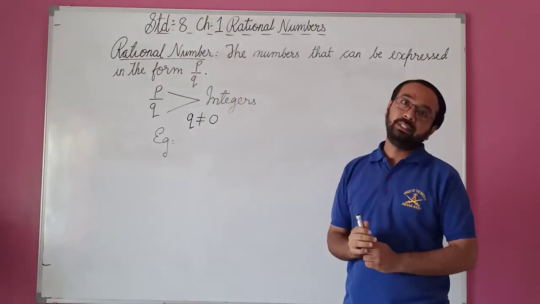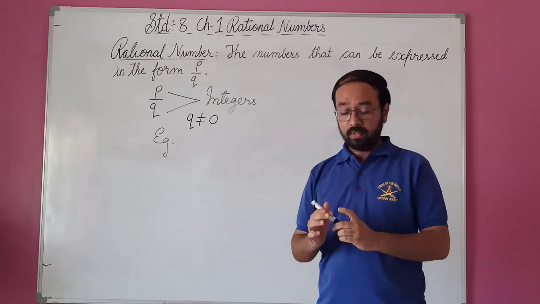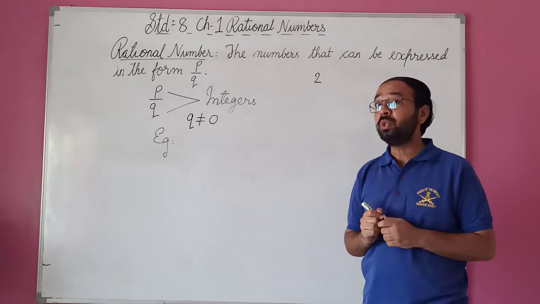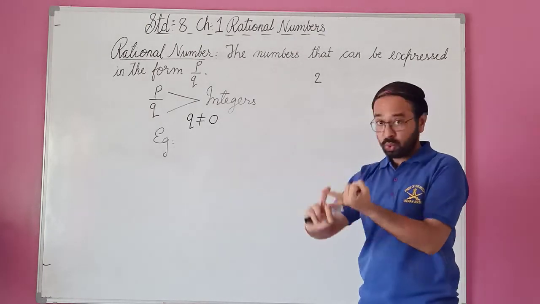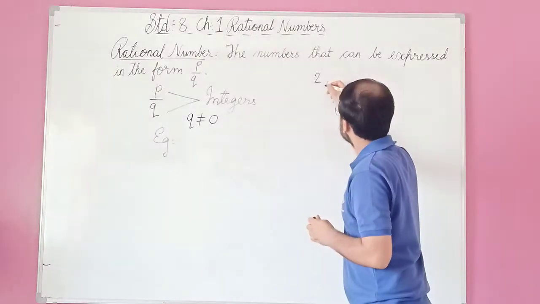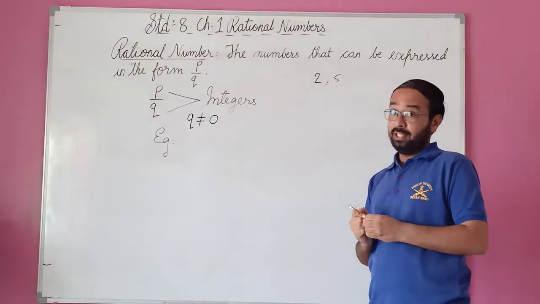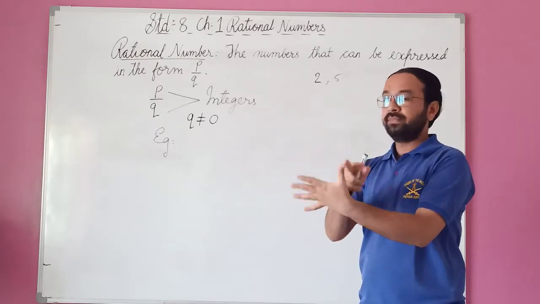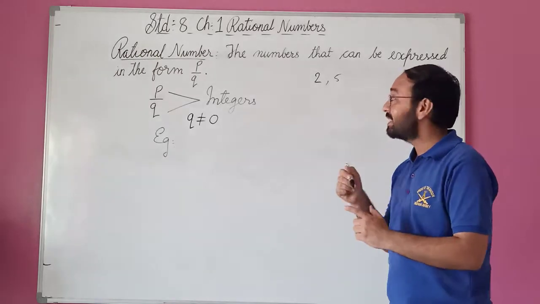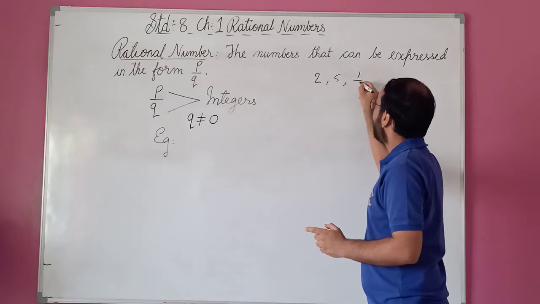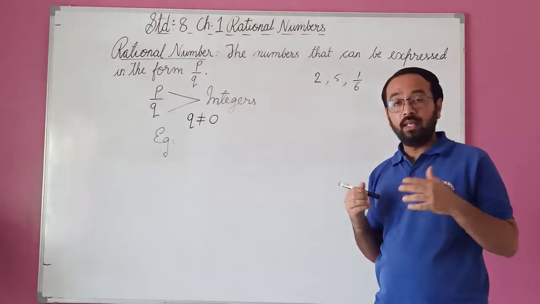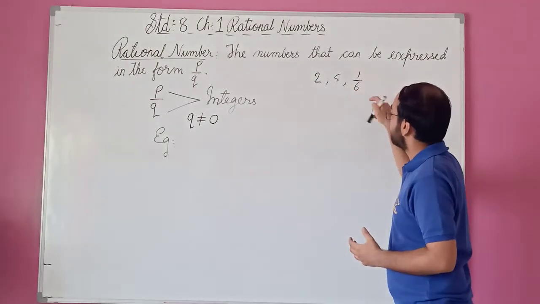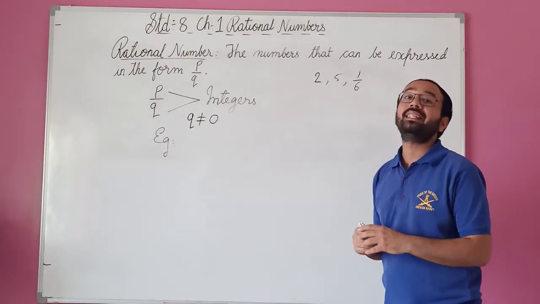What is a rational number? If I say 2, you will count 1 and 2. If I say 5, easily you will count, yes friends, 1 2 3 4 5, you can count. But if I say 1 upon 6, is it possible to count? No. So such numbers are the rational numbers.